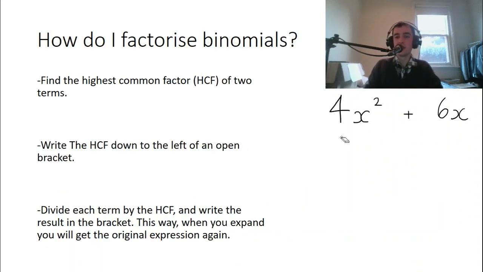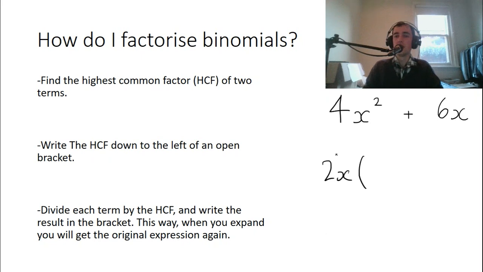All right, so long story short, we move on to the next step. We write the highest common factor down. That's 2x, and it says to the left of an open bracket. So let's do an open bracket. And then we have to go to step 3, which is divide each term by the highest common factor.